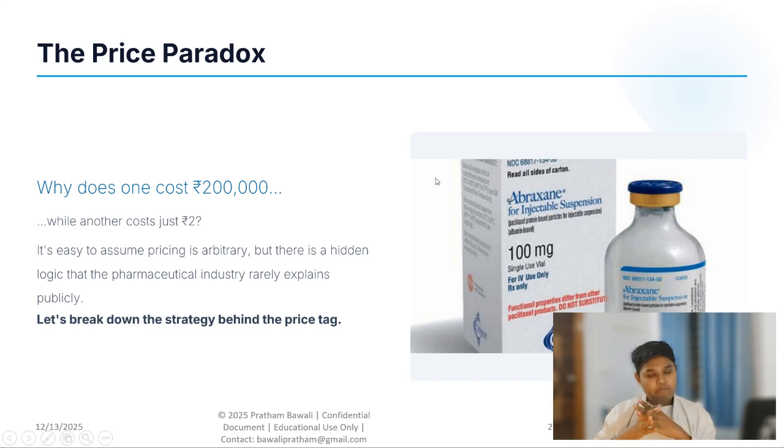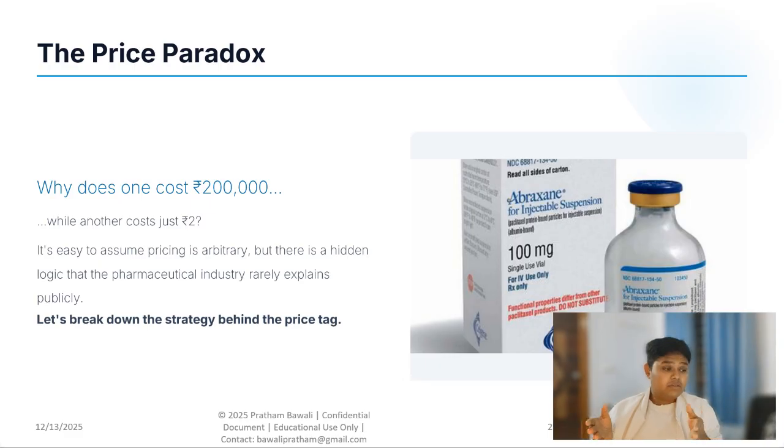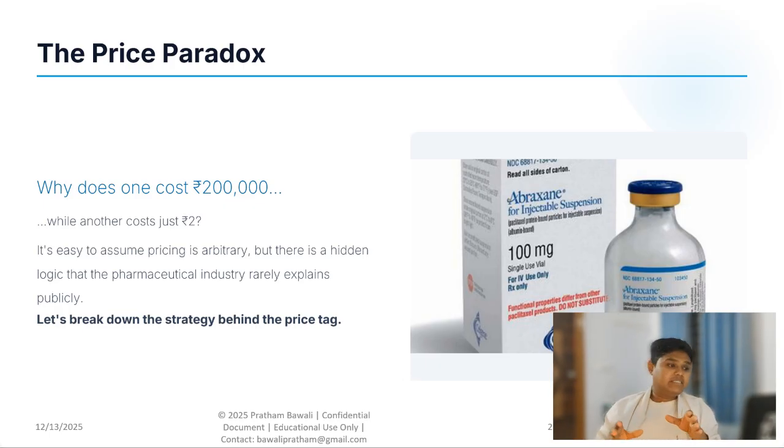First, the price paradox. Why does one drug cost $200,000 or 2 lakh rupees while another just 2 rupees? Why is it happening? That's what we are going to see today. It's easy to assume pricing is arbitrary, but there is a hidden logic that the pharmaceutical industry rarely explains publicly. Let's break down the strategy behind the pharma price tag.